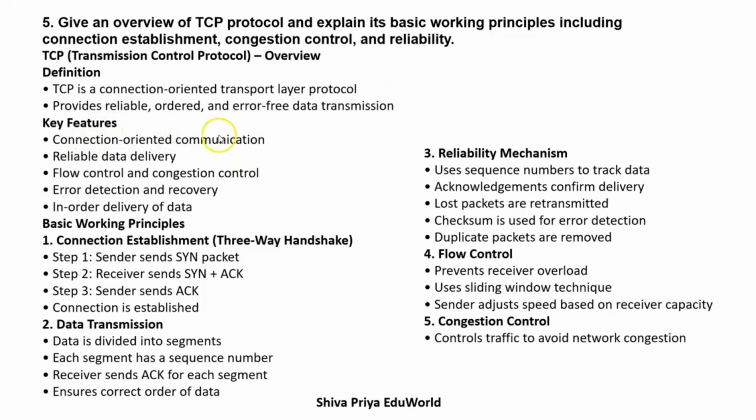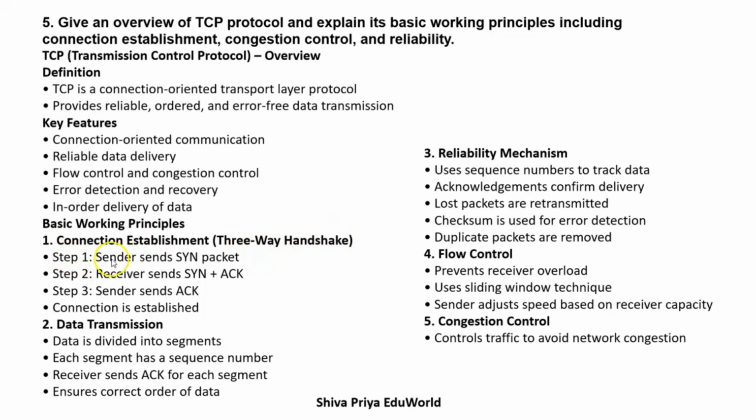The key features are connection-oriented communication and reliable data delivery, flow control and congestion control, error detection and recovery at the early stages, and in-order delivery of data. These are all the key features. And the basic working principles, how exactly it will work. Connection establishment: there is a three-way handshake.